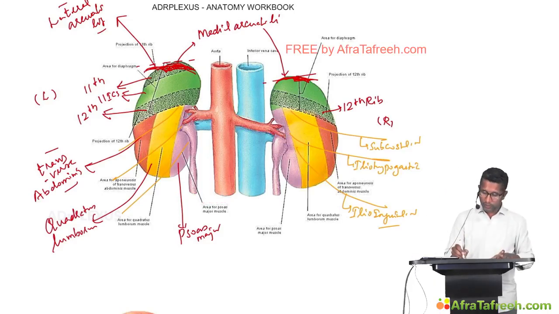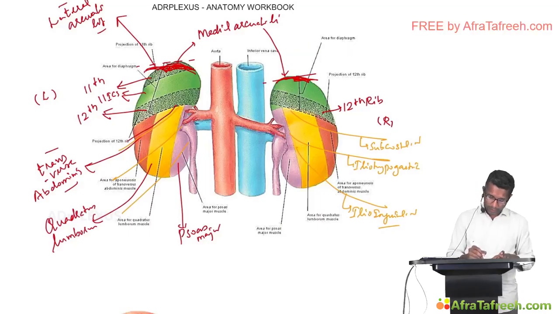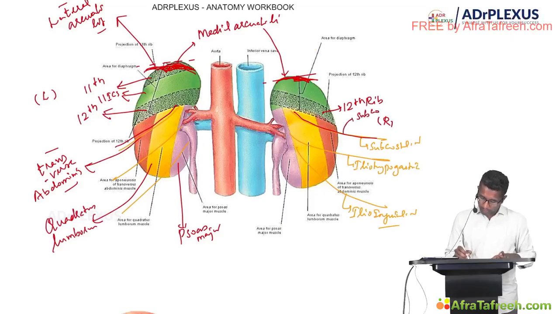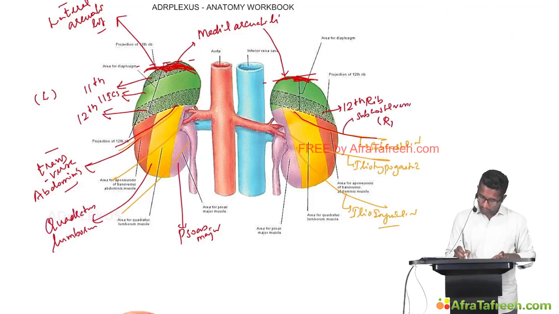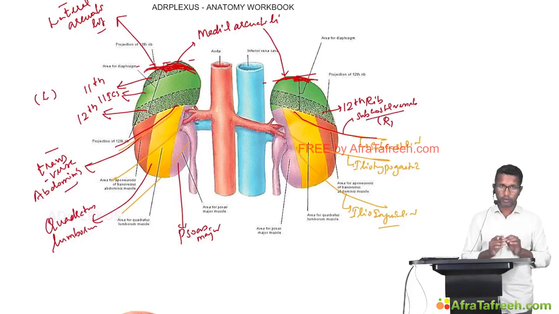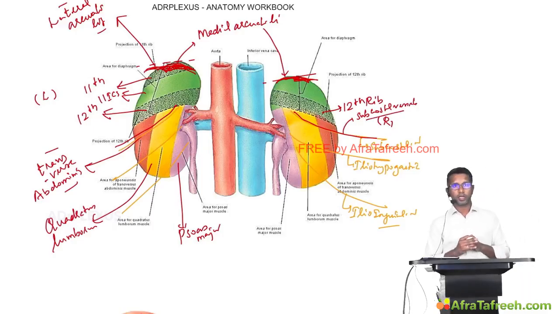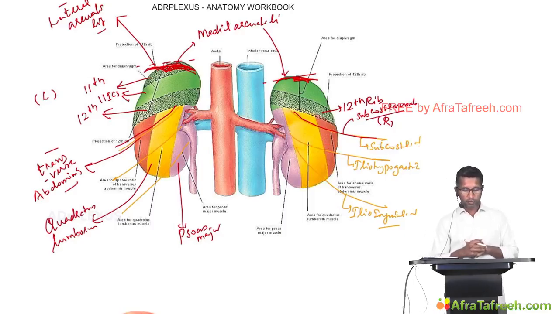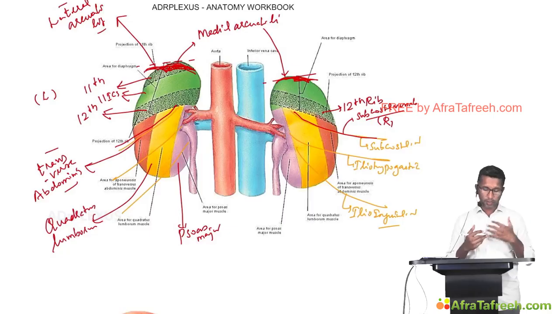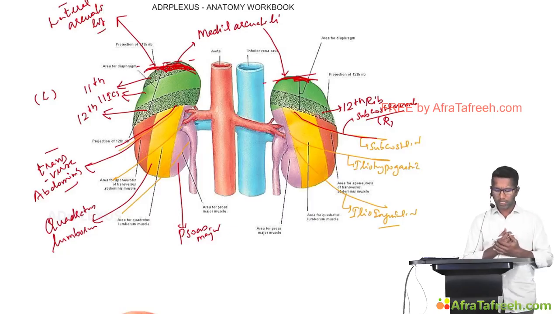There is also a vessel related to the kidney, which runs with the subcostal nerve. That vessel is called the subcostal vessel. These are the posterior relationships. The posterior relationship is very important, as many times questions come mainly from it.